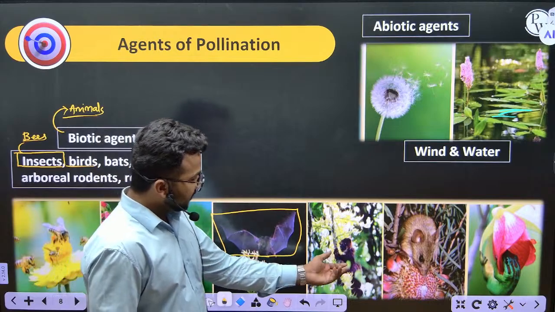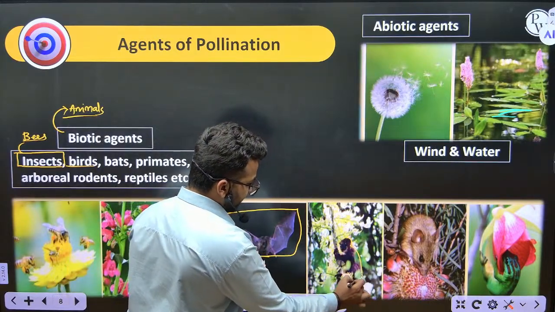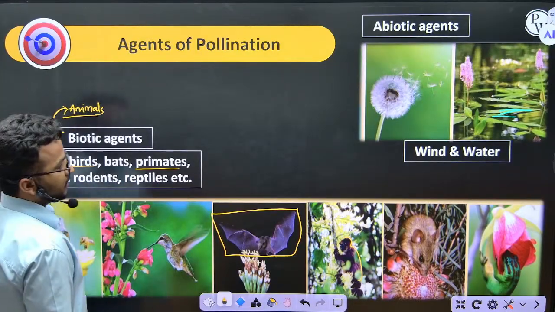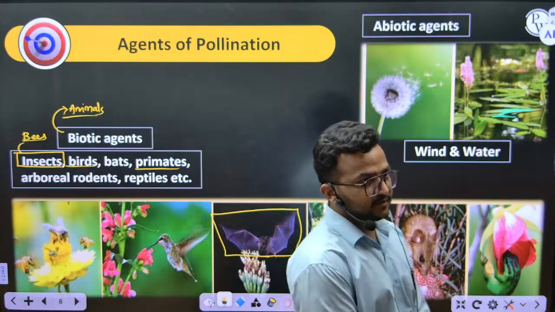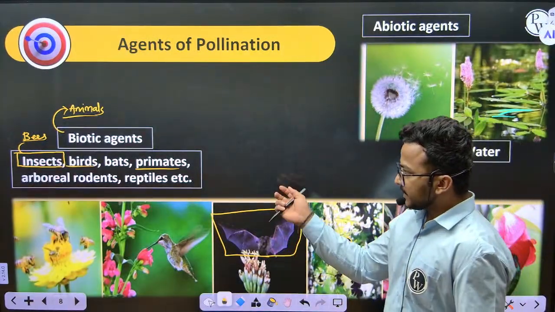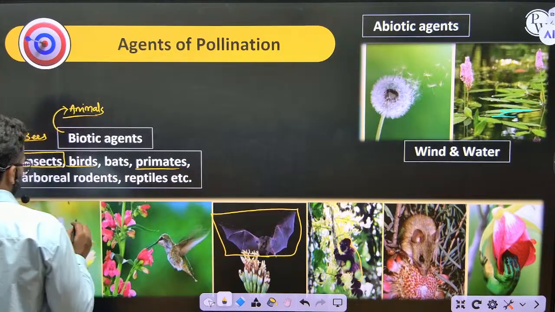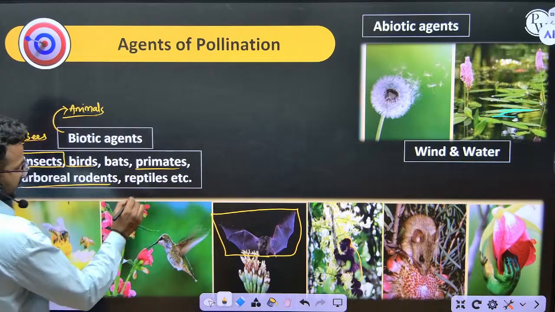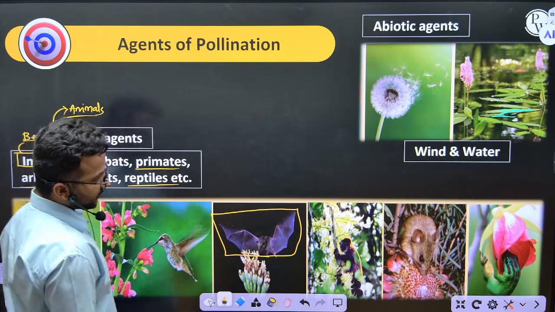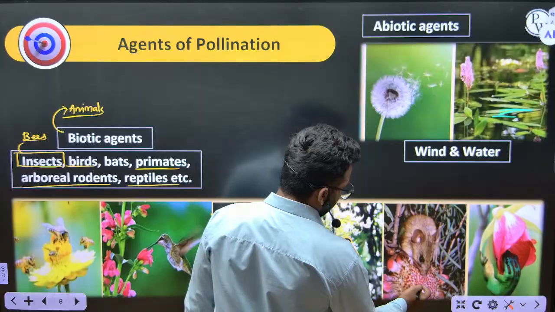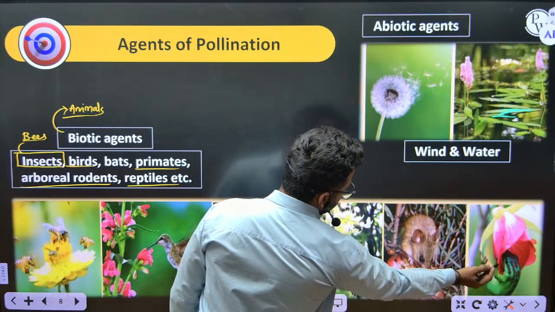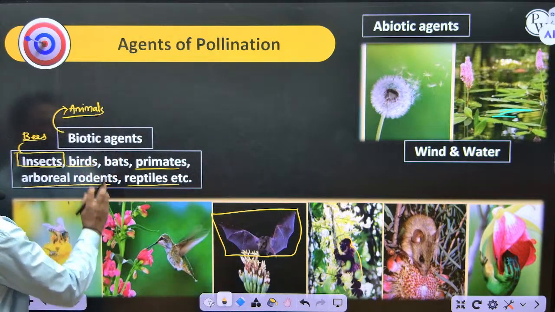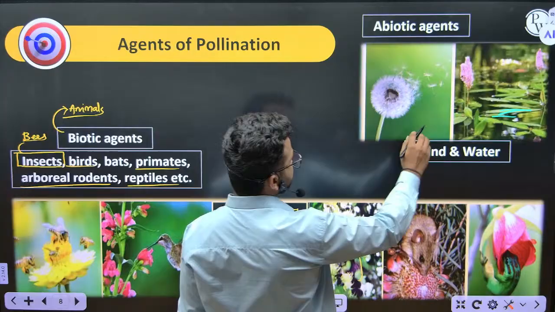And there are some cases like the lemur, sitting here, like primates, which are arboreal, in the sense tree dwelling, present upon the trees. Some arboreal rodents, upon the trees, like squirrels. Reptiles are also responsible sometimes. You can see the reptile lizard making the pollination there. So these are biotic agents, and abiotic agents we have discussed.